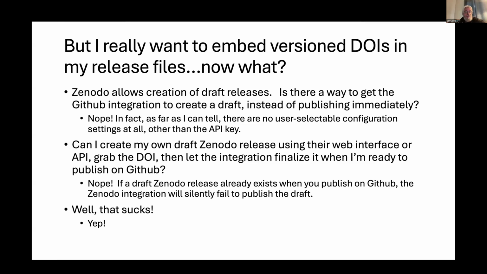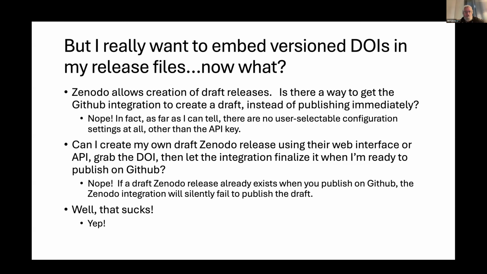Grab the DOI for that, merge it into your release files, and then maybe you could just let the Zenodo integration do the final publishing when you're ready. That also does not work. If there's a draft Zenodo release out when you hit publish on GitHub, it just fails. It really wants to create its own fresh, brand new release.